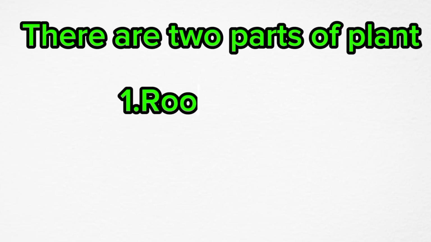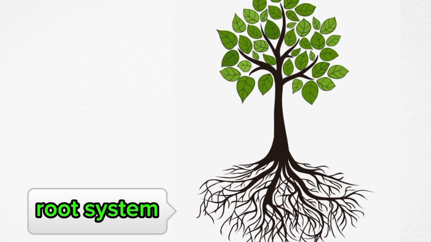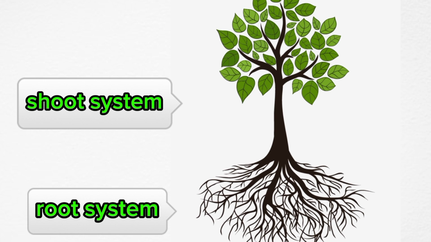There are two parts of a plant: 1. Root system. 2. Shoot system. The lower part is called the root system. The upper part is called the shoot system.